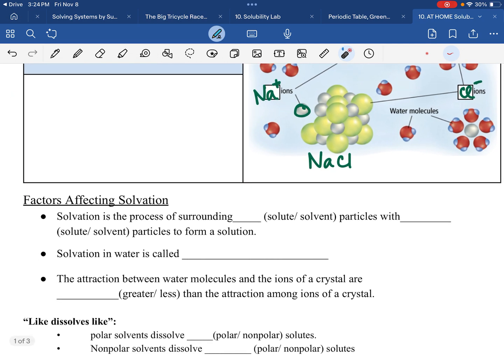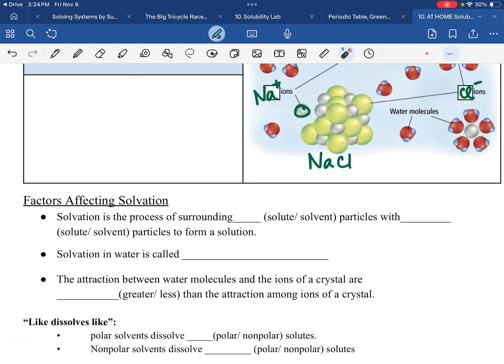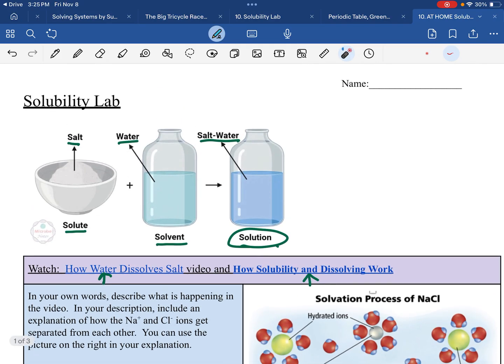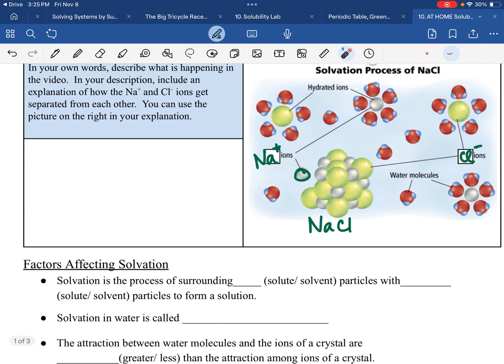Okay, so coming back now, factors affecting solvation, so affecting whether something can dissolve. Solvation, which is a sciencey word for dissolving, is the process of surrounding, you have to choose solute or solvent particles with solute or solvent particles to form a solution. So let's look up here. These particles, sodium and chloride, are surrounded by the water. So what is water? Water is the solvent, right? It's the thing doing the dissolving.